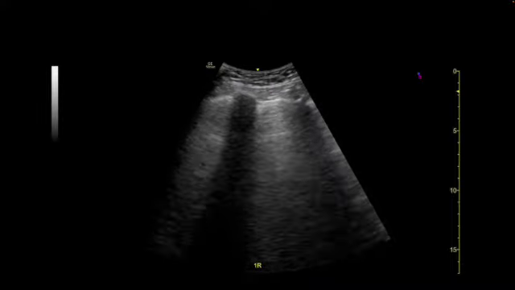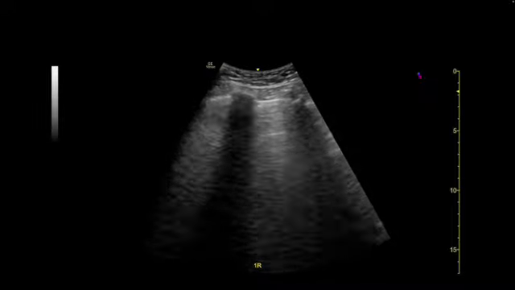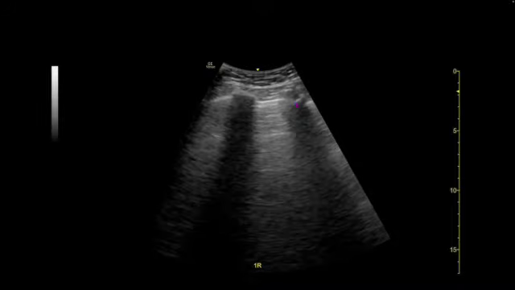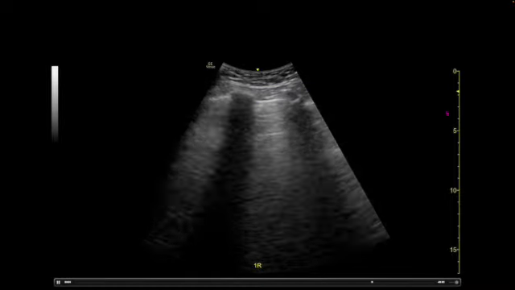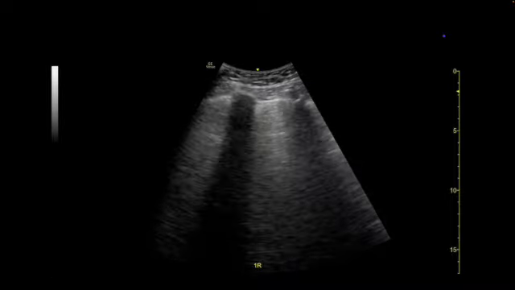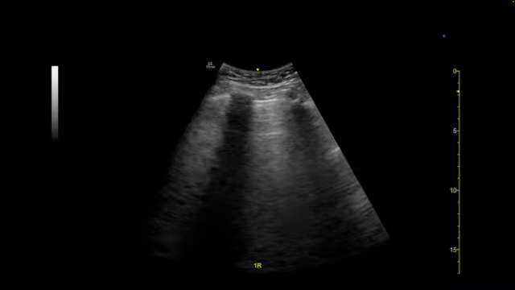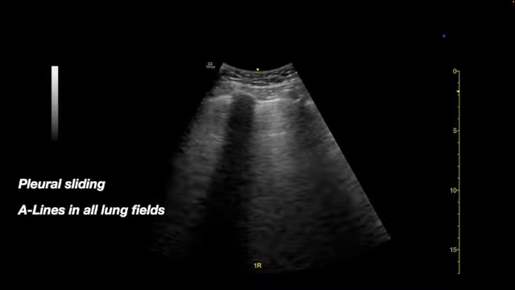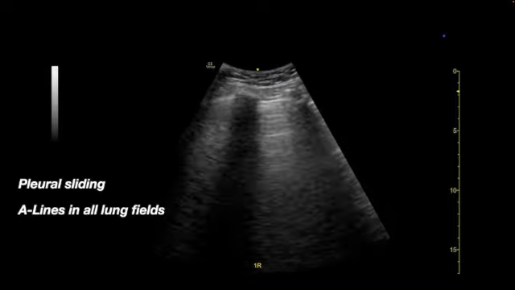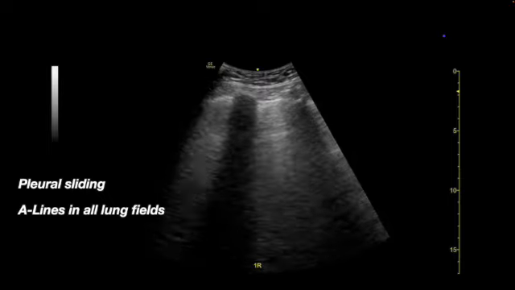All right. Our second question, are the lungs wet or dry? Well, they're definitely dry. We have our nice A lines. There are no B lines. Our lungs are dry. And let's just say that we looked at bilateral lung fields, okay? So there's pleural sliding in this patient, and there's dry lungs throughout, okay?